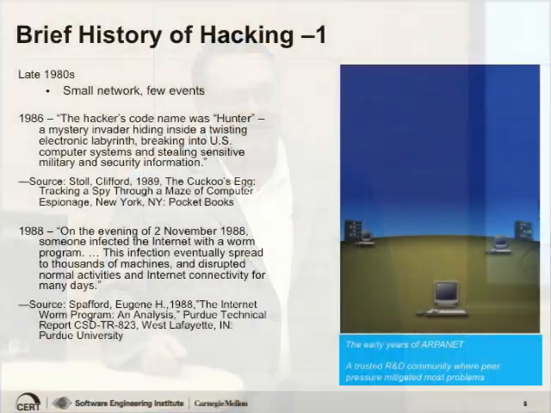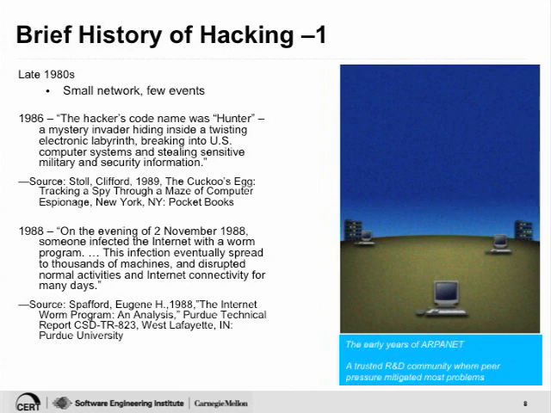In 1988, late in 1988, November of that year, on the evening of the 2nd of November, a graduate student at Cornell University tried an experiment where he let loose the first internet worm. Unfortunately, it was coded in a way that allowed it to spread much more quickly and actively than he thought it was going to. The infection eventually spread across thousands of computers on the internet and put so much traffic on the network that it was literally out of commission for about a 2 or 3 day period of time.